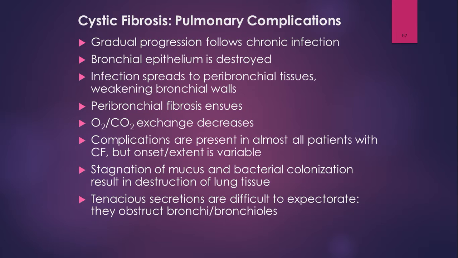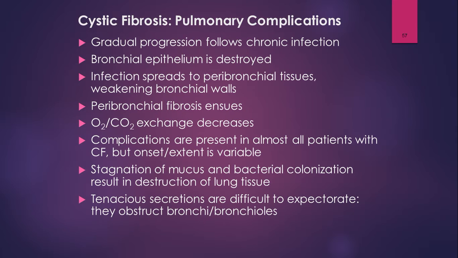Patients with cystic fibrosis often have pulmonary complications. They follow a chronic infection. The bronchial epithelium is destroyed. That infection spreads to peribronchial tissues and weakens the bronchial walls, and this leads to fibrosis. The oxygen and carbon dioxide exchange decreases. These complications are present in almost all patients with cystic fibrosis, but the onset and extent are variable.